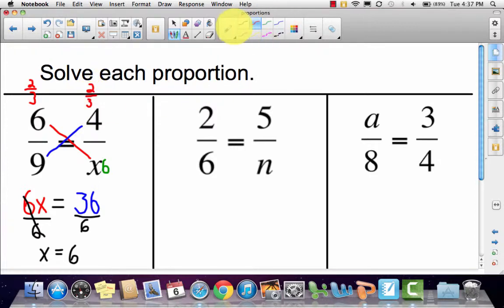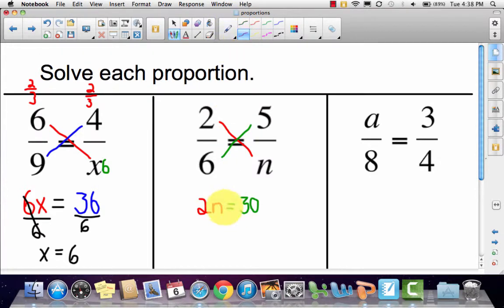Let's try one more. In my second one here, I have 2 over 6 is equal to 5 over n. Again, I start wherever my variable is, and I cross multiply. 2 times n leaves me with 2n. I'm then going to cross multiply the other way. 6 times 5, which is 30. And I now have my one-step equation, where my goal is to figure out what n is equal to.